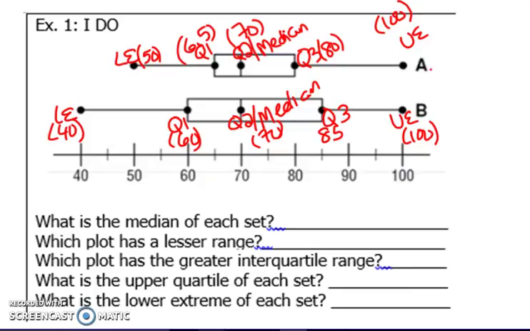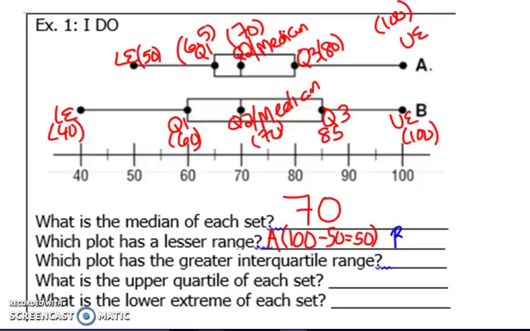So now we can look and answer some of the questions. What is the median of each set? Well, the median is Q2, or that line in the middle of the box, and for both sets, my median is 70. Which plot has a lesser range? Well, if I talk about range, if I look at A, I'm going from 100, my upper extreme, to 50, my lower extreme, and that gives me 50.